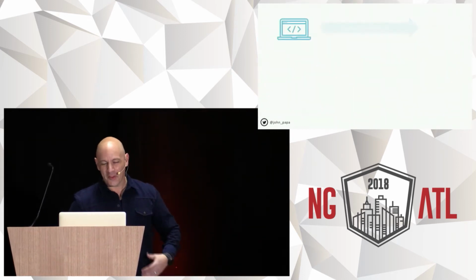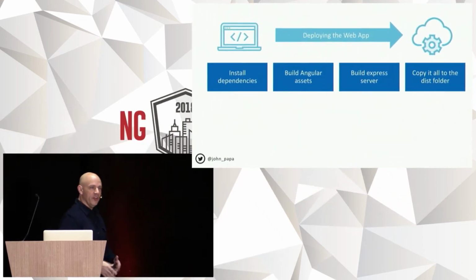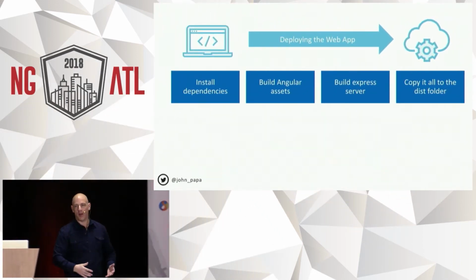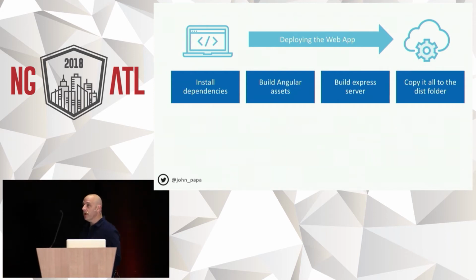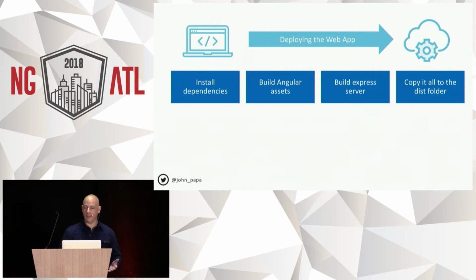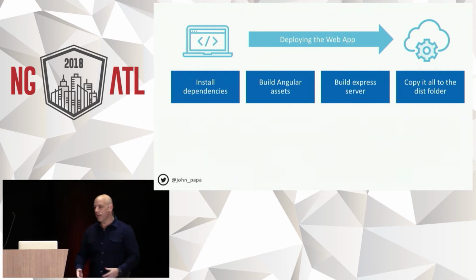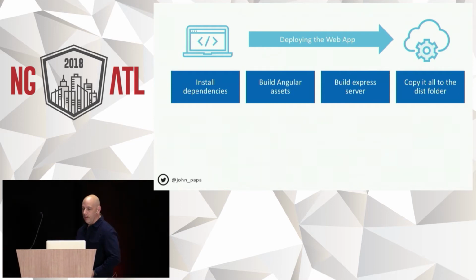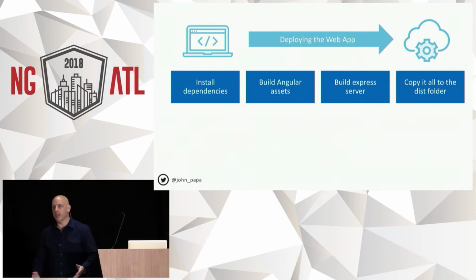So let's think about what we want out of deployment. We want to make sure we have to install our dependencies. What did we do when we started our project? We installed our NPM dependencies and everything else we needed. We built our Angular assets. Okay, we're going to run ng build. We're going to build our Express server or ASP.NET or Java server, whatever we're going to build together. We want to make sure that that's ready to deploy. And effectively, we want to copy it to a distribution folder where we can FTP it, GitHub deploy, CI.